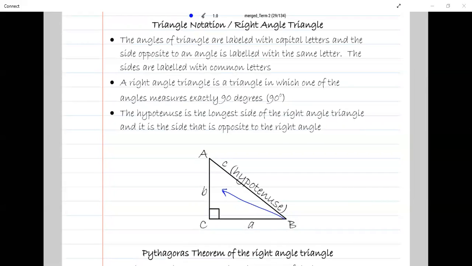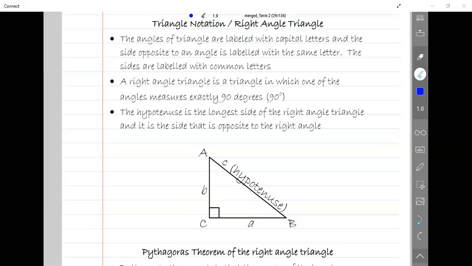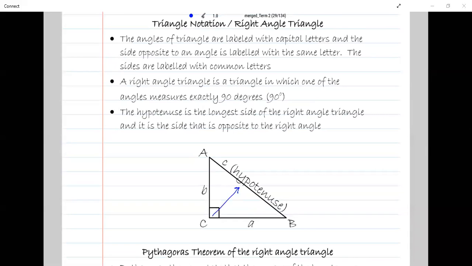Lastly, angle C is the right angle. Everybody can see that. That's the symbol for the right angle. The side that is in front of the right angle is the side that is opposite to the right angle, and it is labeled with the same letter, but the letter is common. Ladies and gentlemen, the side that is opposite to the right angle is the hypotenuse. So let's continue reading.